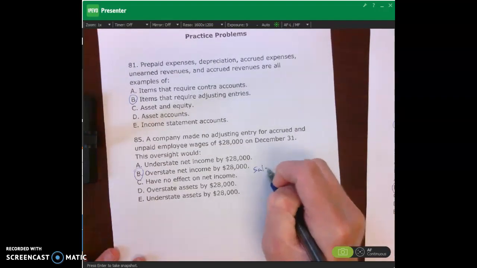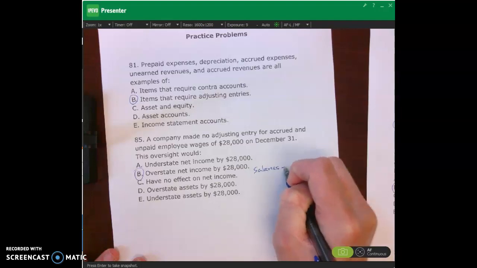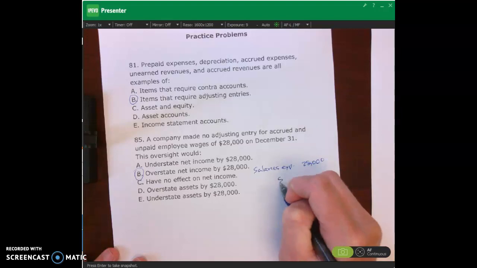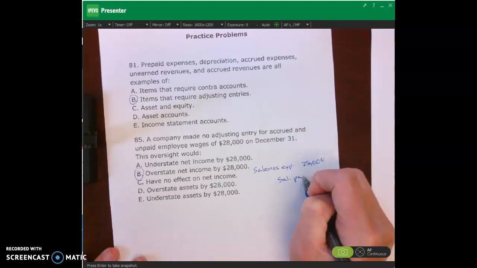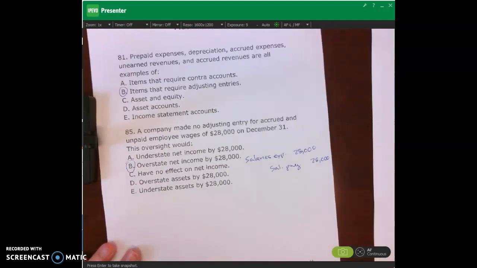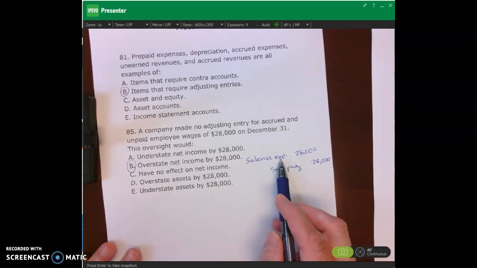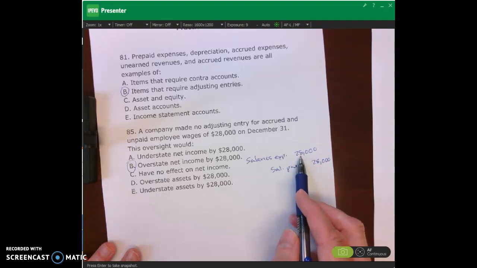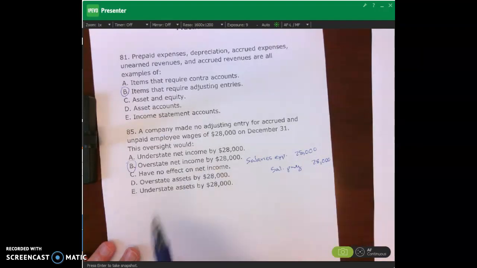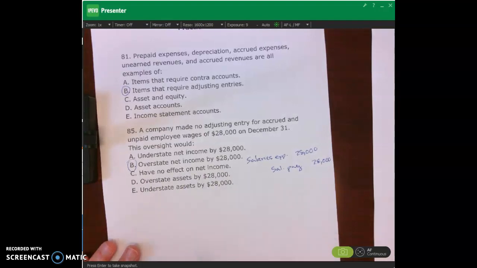They should have debited salaries expense $28,000 and credited salaries payable $28,000. They should have done that, but they didn't. And because they didn't, expenses were lower by $28,000. Expenses are lower, income is higher by $28,000. So it overstates net income.